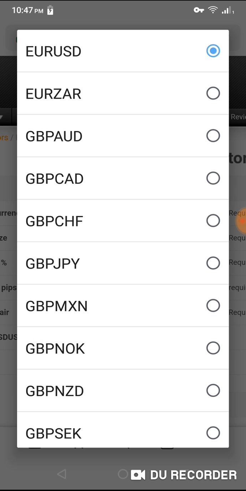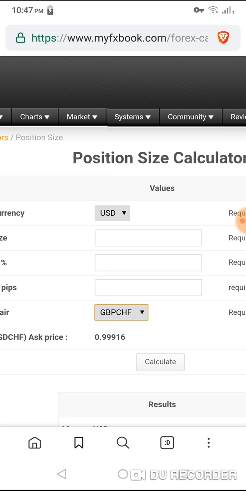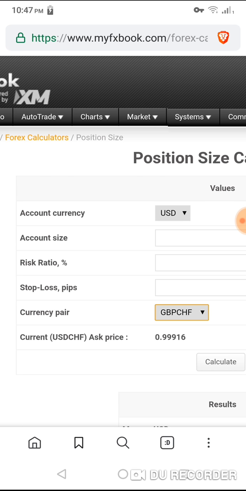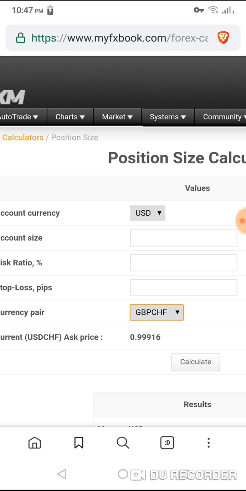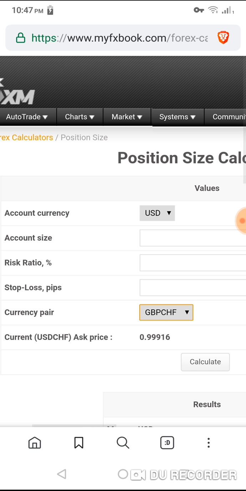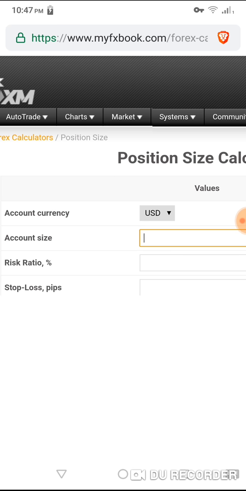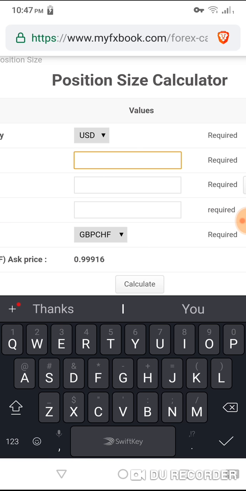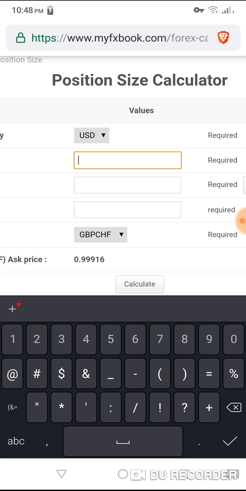We're going to look for our pair, GBP CHF, right there. Now, where it says account size, first account currency, we're in the US, so we're going to be dealing with our currency, which is US dollar. The account size depends on the size of your account, whether it's $1,000, $3,000, or with your demo account, you're going to be using $50,000 or $100,000. Whatever the size of your account is, that's the amount that you're going to put in there because it's going to calculate based on that. So we're just going to put 50.